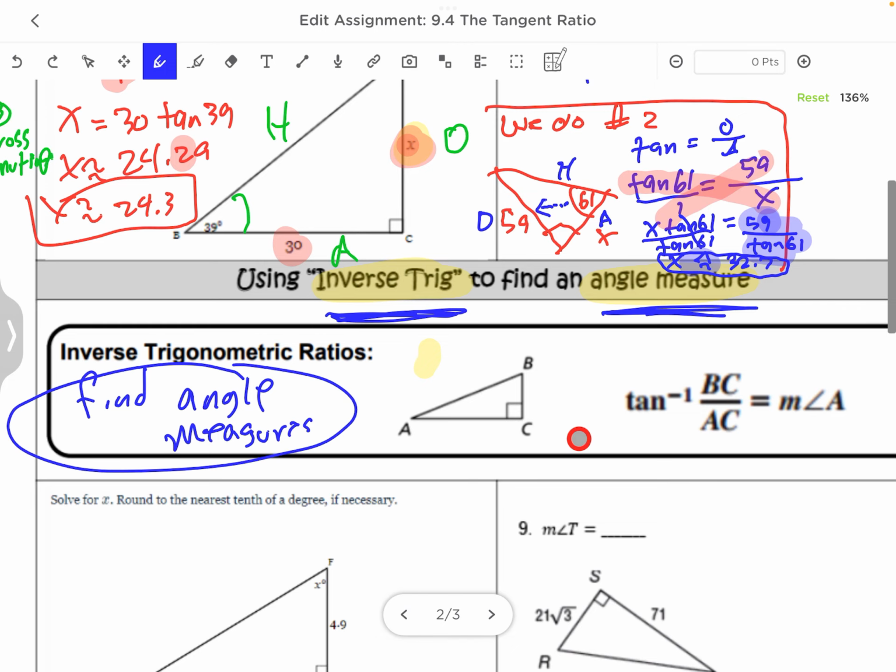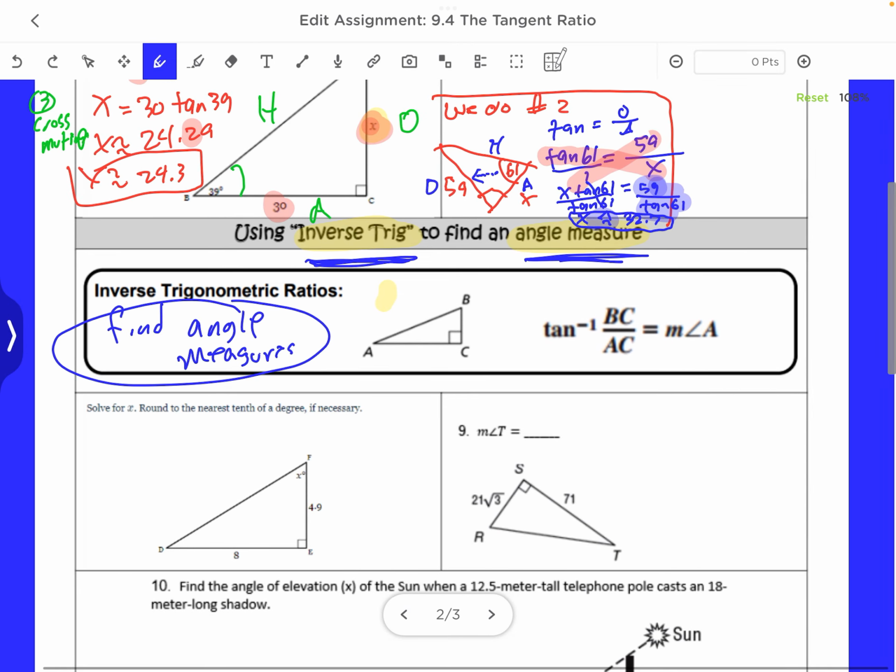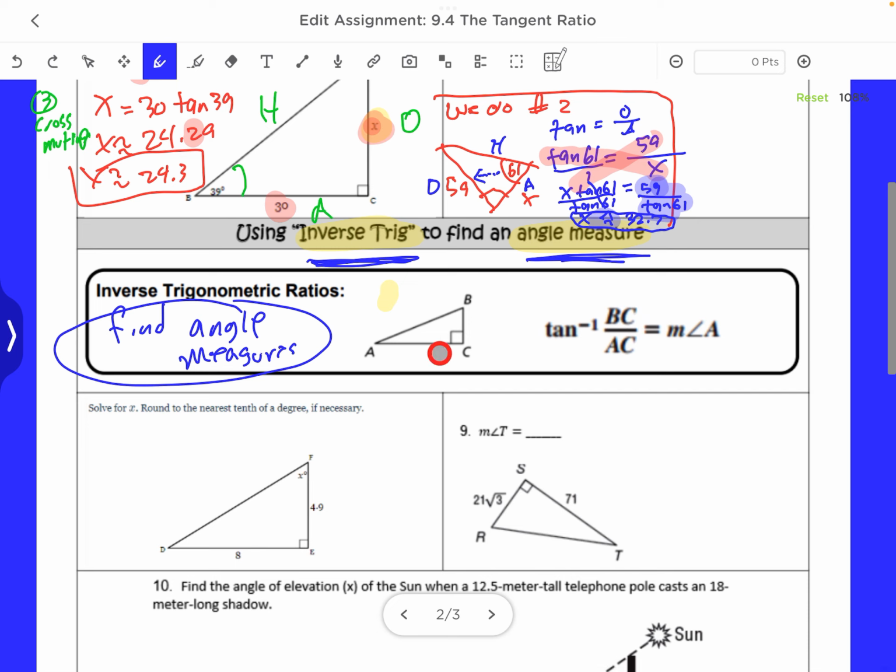So say we're trying to find the measurement of angle A right over here. We're going to use inverse trig. Instead of tangent, we're going to say inverse tangent of the opposite over the adjacent will give us that. We still use opposite over adjacent, because we still know that, but we're going to use inverse tangent.